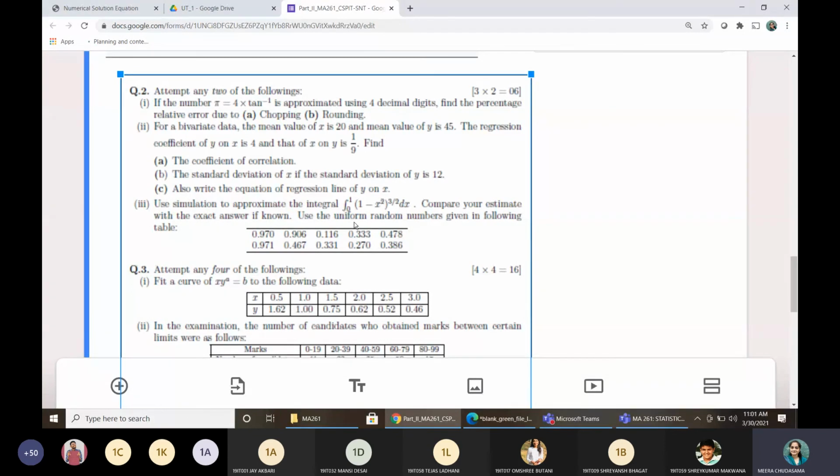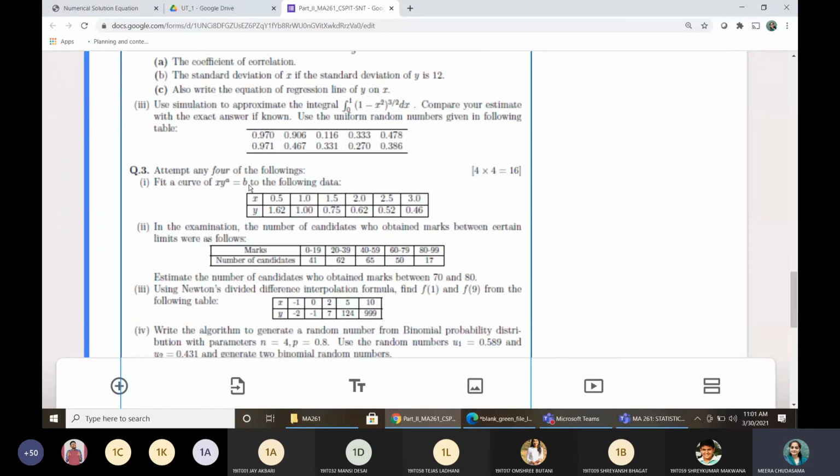Then in question 3, you are asked to fit the curve for the given data. So first of all, you have to take the logarithm on both sides of this equation and then do those substitutions. Some of you have directly written those substitutions, which is not the case. How did you get to know that those transformations will be there? I am talking about capital X is equal to log X or capital Y is equal to log Y. How do you come across this substitution? That you have to show.